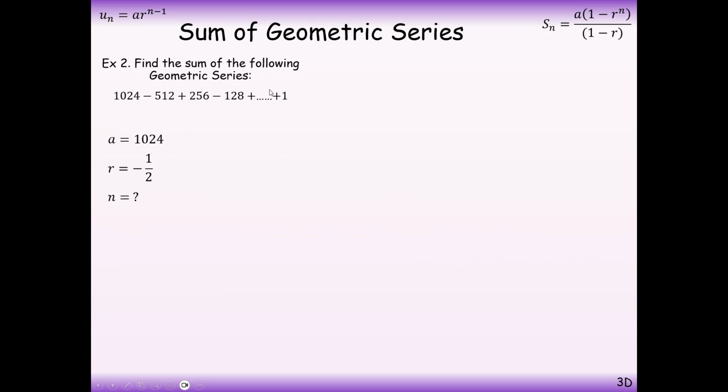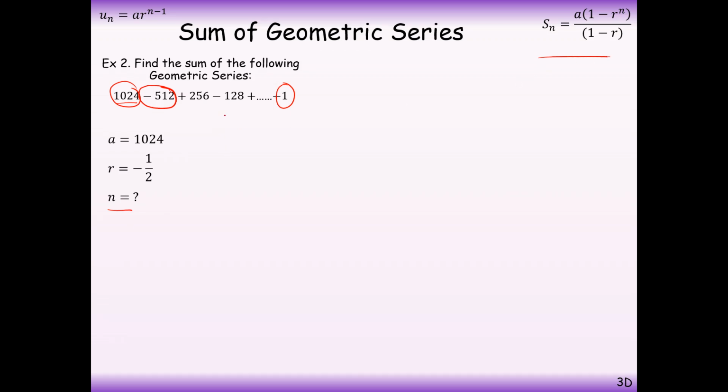Okay, in the next example, we have the first term to be 1024, and the common ratio is found by dividing the second term by the first term. That's simply a negative half. I've done the work for you. So, we've been asked to find the sum of this geometric series, where the last term is a 1. So, we don't know what the value of n is. How can we calculate n? This is, after all, what we need before we can use this formula up here.